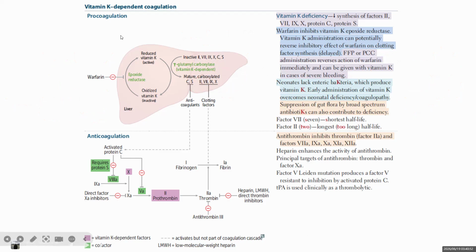related to the pro-coagulations, right? Our next topic of discussion will revolve around anticoagulation, which will be discussed in part 2 of this lecture.